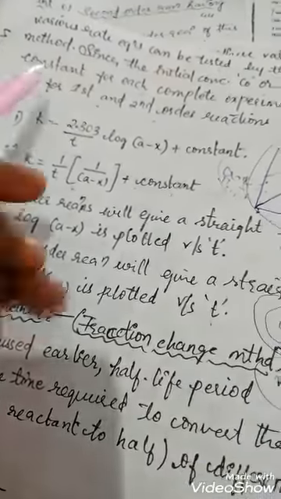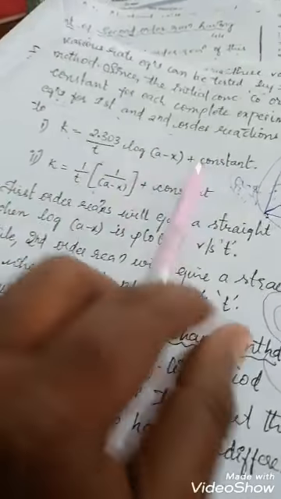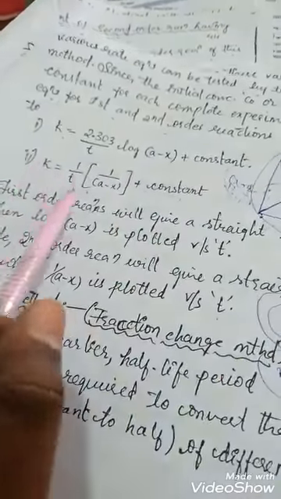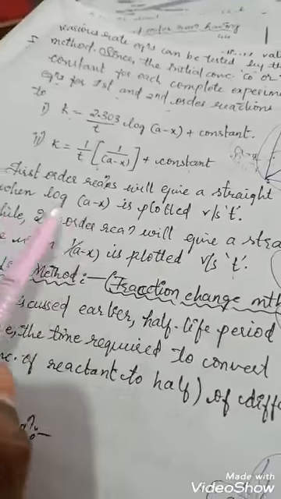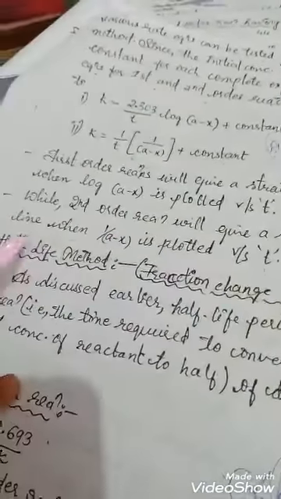So a rate equation can be tested by the graphical method. Since the initial concentration c naught or a is constant for each complete experiment, the equations for first and second order reactions reduce to k equal to 2.303 by t log a minus x plus constant, and k equal to 1 by t times 1 by a minus x plus constant. First order reactions will give a straight line when log a minus x is plotted versus t, while second order reaction will give a straight line when 1 by a minus x is plotted versus t.